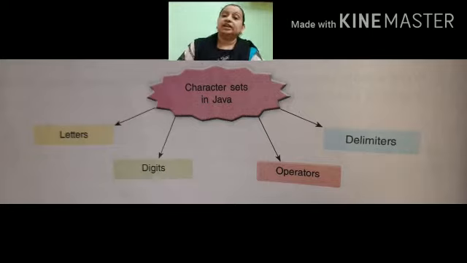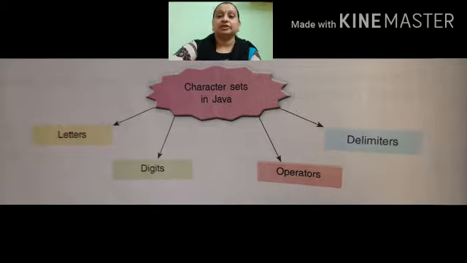In case of semicolon, to indicate the end of a statement, we use a semicolon. Brace sign to indicate the starting and the ending of a block. So these are called the delimiters.